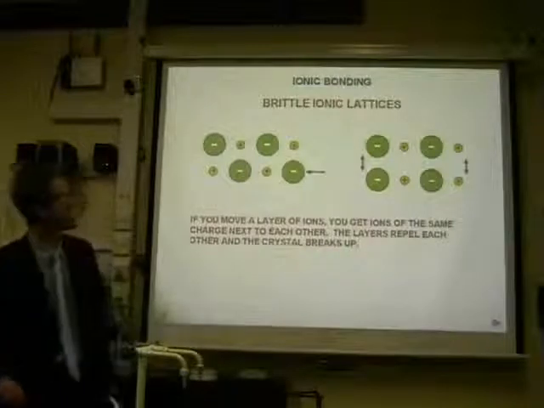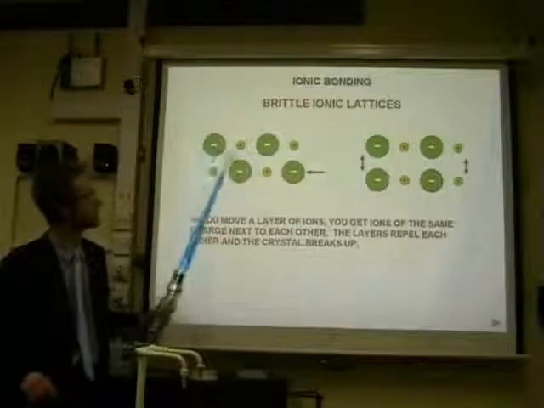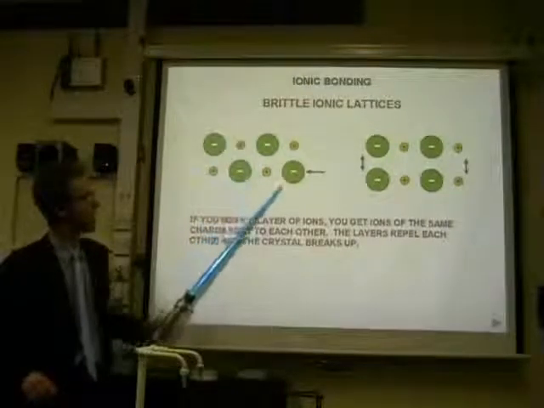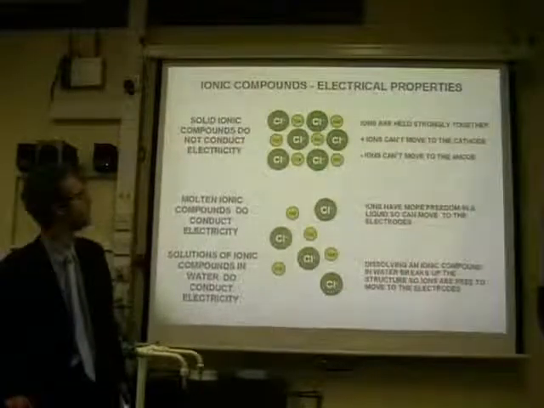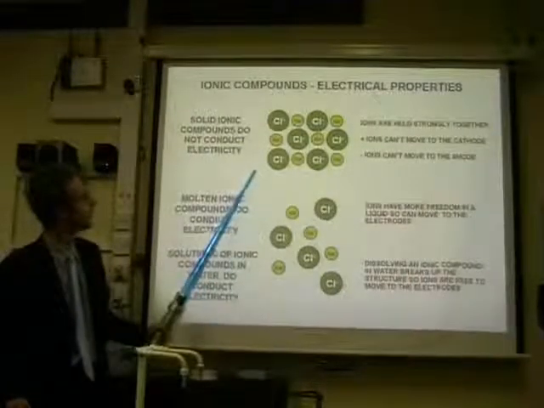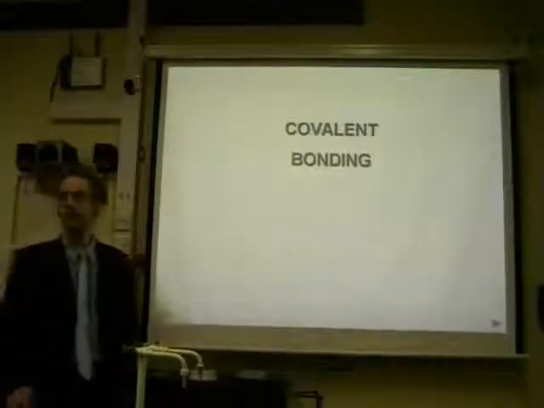So, brittle ionic lattices. The moment you manage to shift one lot of atoms, relative to the other lot, it's going to repel and the whole thing's going to fall apart. So, solid ionic compounds do not conduct electricity. We've done this, molten ones do. And let's move on to covalent bonding.